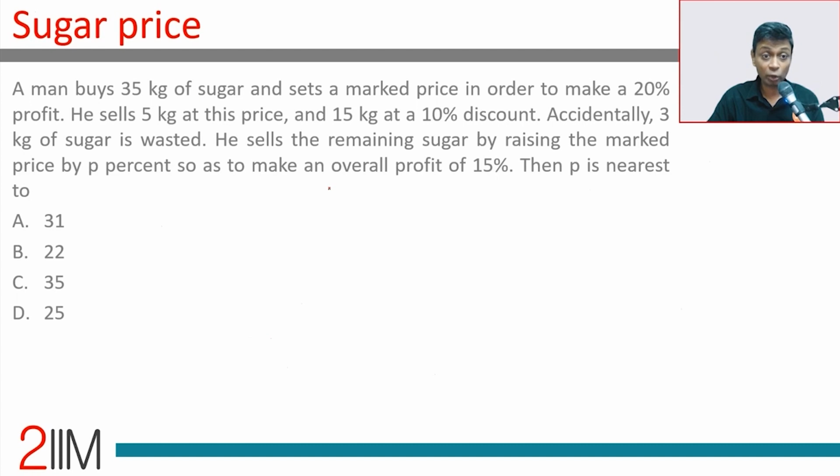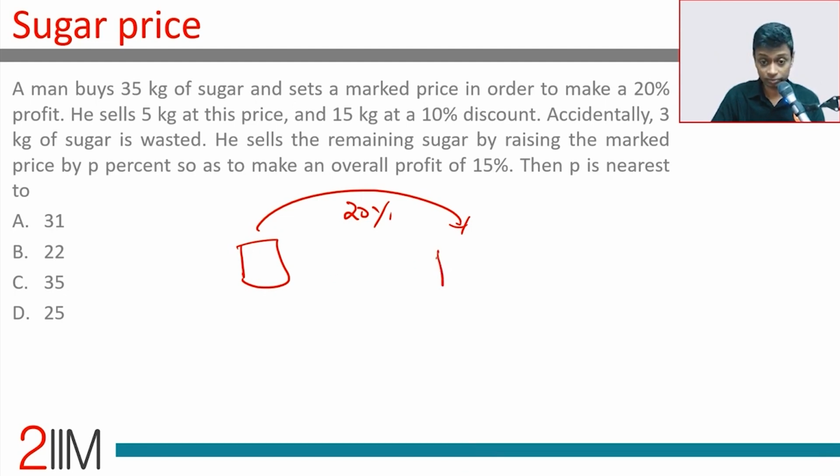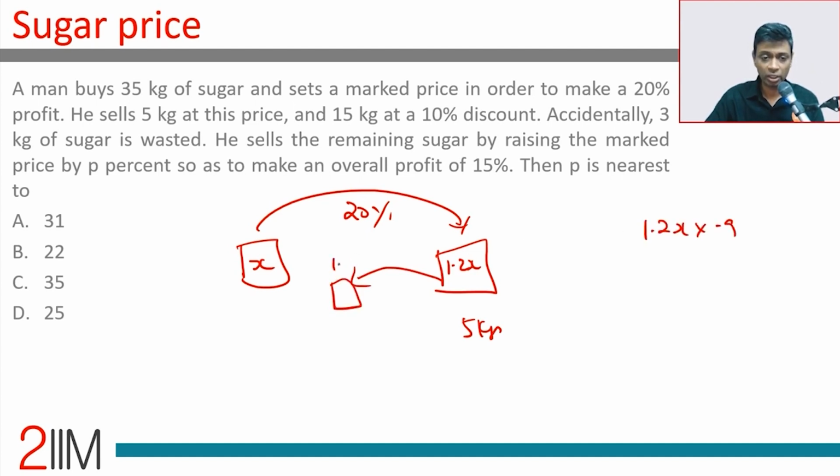A man buys 35 kilograms of sugar and sets a marked price in order to make a 20% profit. Wonderful. So he buys and he marks it up by 20%. He sells 5 kgs at this price. So he buys at X. He sells at 1.2x. At 1.2x, he sells 5 kilograms. And 15 kgs at a discount of 10%. 10% discount to this is 1.2x into 0.9 at 1.08x. At this point, he sells 15 kgs.